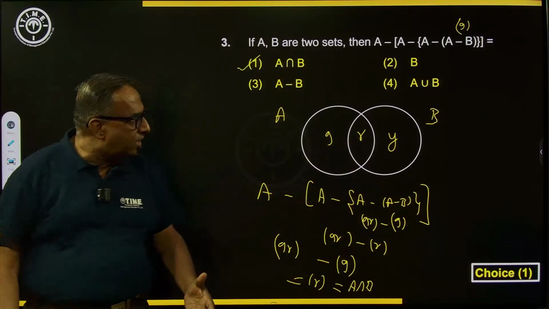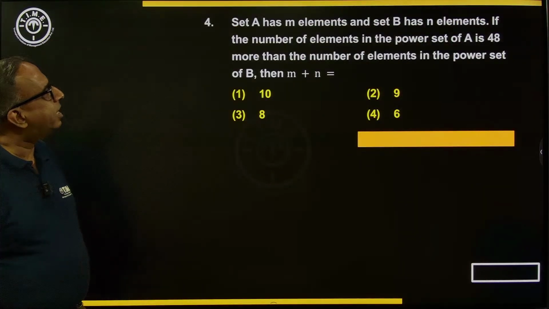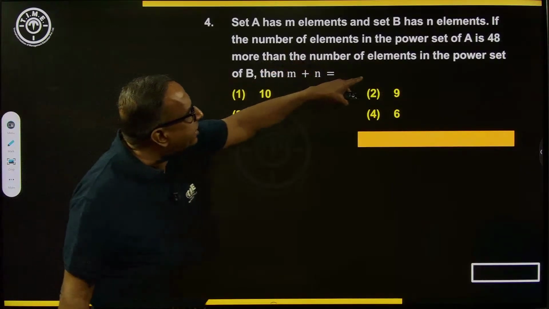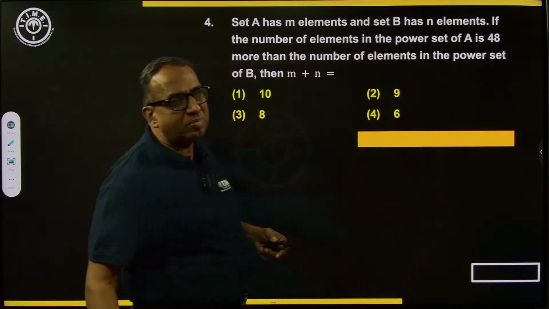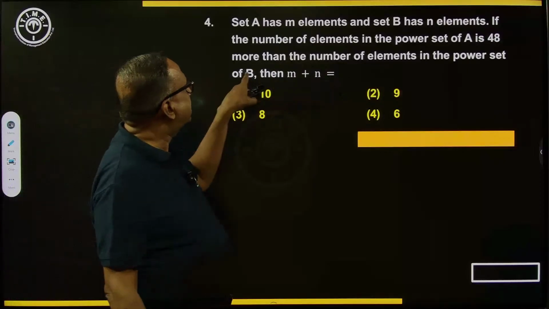Okay students, right, we come to question number 4. Set A has m elements, set B has n elements. If the number of elements in the power set of A is 48 more than the number of elements in the power set of B.